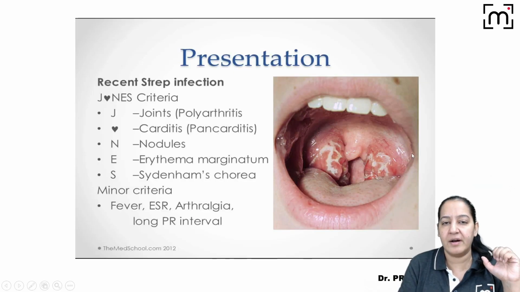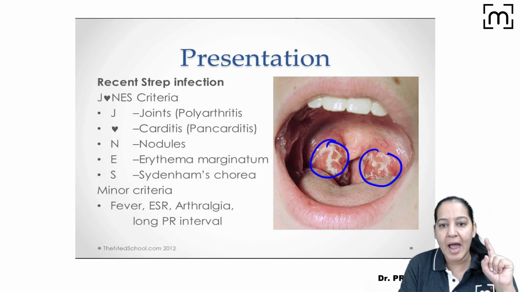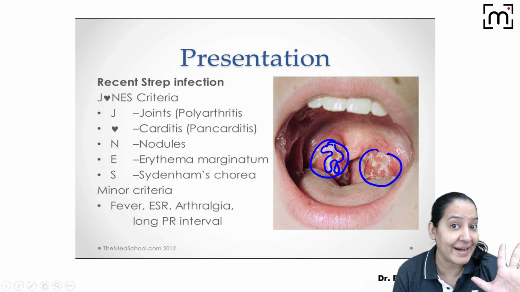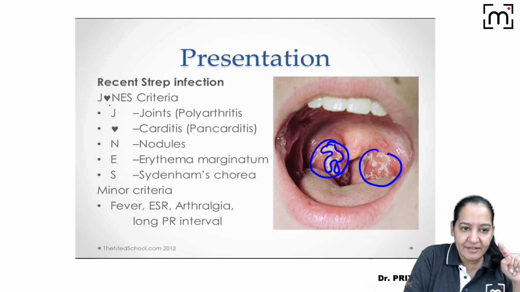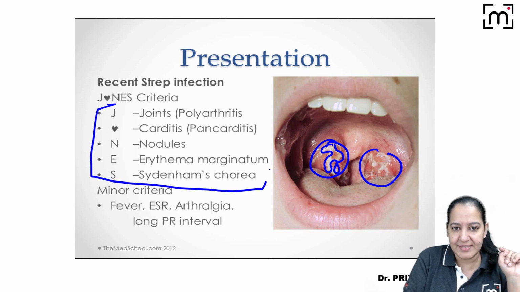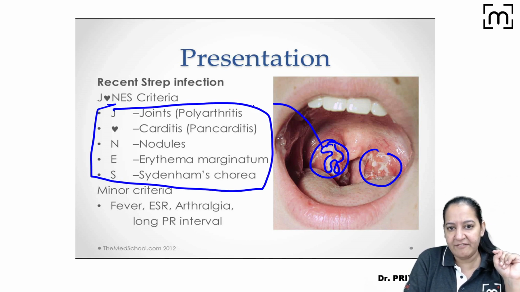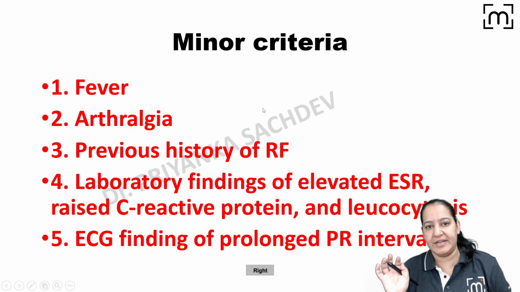What about the minor criteria? You can see this diagram also. Can you see a child with tonsillitis? Appreciate the pus in the tonsil. Pus will be there in the tonsil because in the tonsil bacteria is present, right? And these are the 5 major criteria you can see. After the tonsillitis, the child will present with these 5 major criteria.